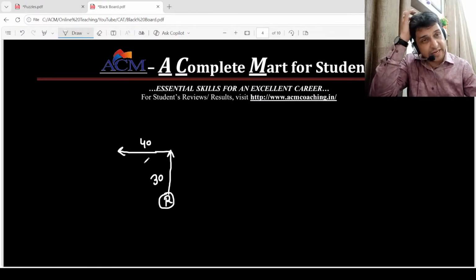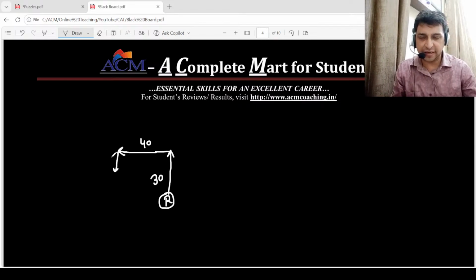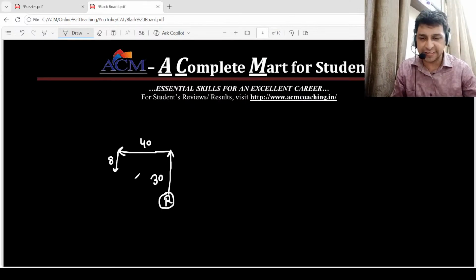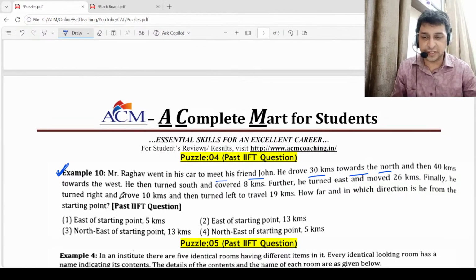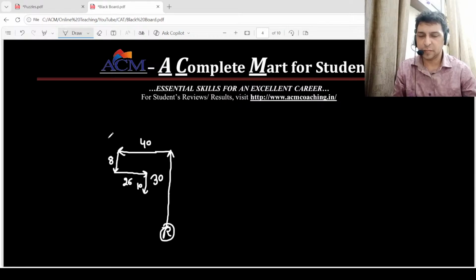Now ensure that 40 should be greater than 30 and 8 should be approximately one fourth of 30. So south for 8, he walked. Further, he turned east and moved 26 kilometers. Now east he moved and went for 26, more than half of 40. Finally, he turned right and drove 10. So he drove 10 more. Let's make it a bit lengthier because 30 we have already reached. Okay, let it be 30. So he walked till here 10.